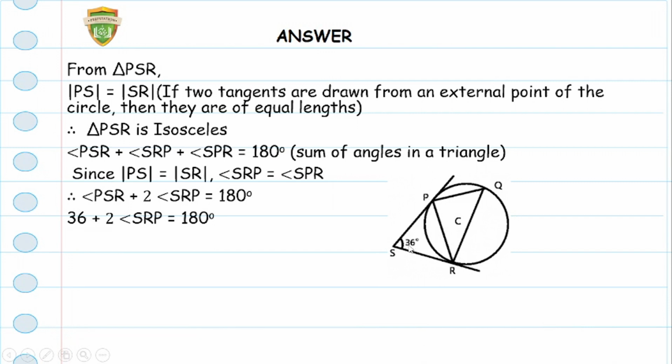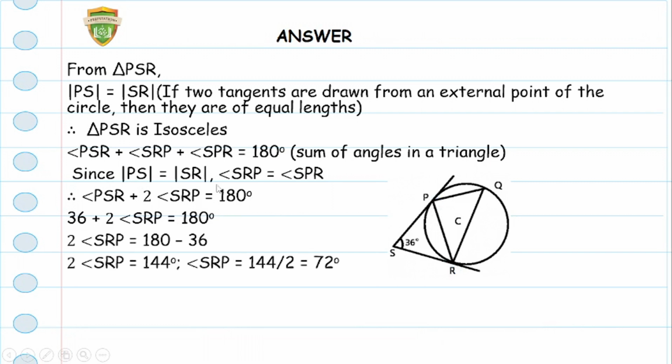So that means I can now say this PSR, which is this angle, plus 2 of SRP. Since SRP and SPR are the same, it doesn't matter which I take. So I took SRP, right? Will be equal to 180. So as you can see here now, angle PSR, which is this angle, plus 2 of any of these angles. If you say 2 of this one or 2 of this one, you'll be correct because they are both equal, right? Will be equal to 180 degrees. So that means that 2 of SRP alone will be 180 minus 36, which is 144. So SRP, which is this angle, is actually 72 degrees.